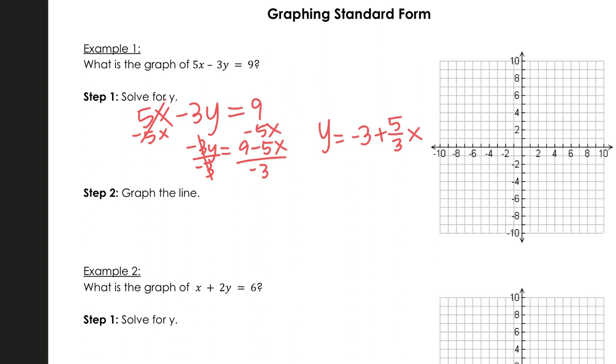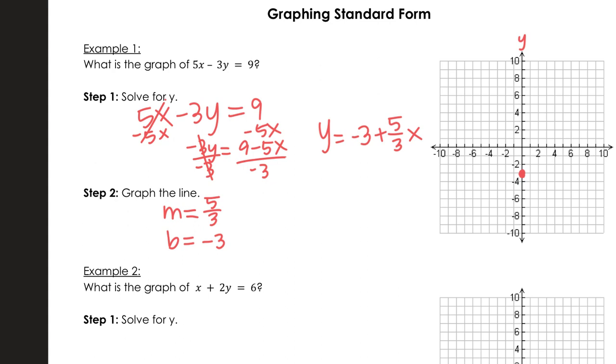So now that we have it saying y equals, we can say our slope, our m, and our y-intercept, which is b. Now remember, your slope is always the number next to the x. So in this case, our slope is 5 over 3. And our b is always the number all by itself. So b is negative 3. So let's take that to the graph. We always begin on the y-axis, and our b is negative 3. So our first dot is going on negative 3.